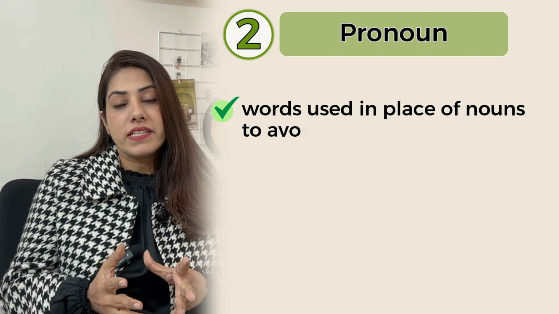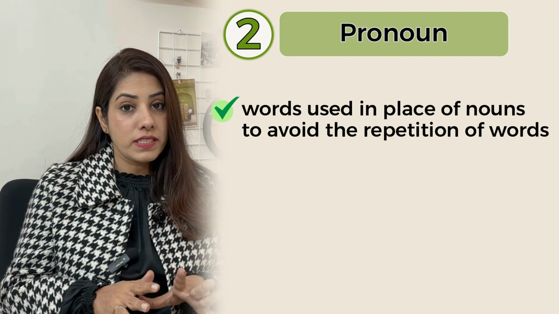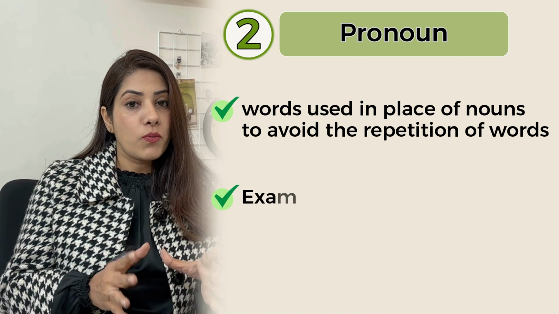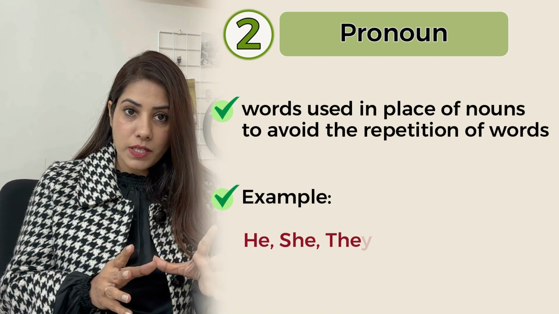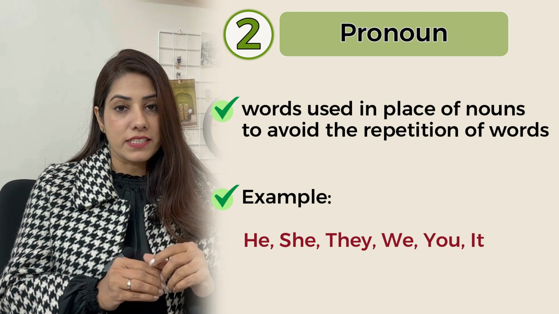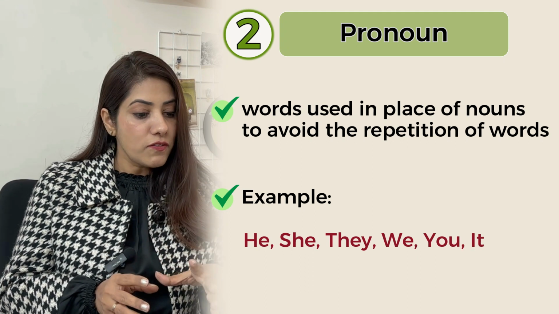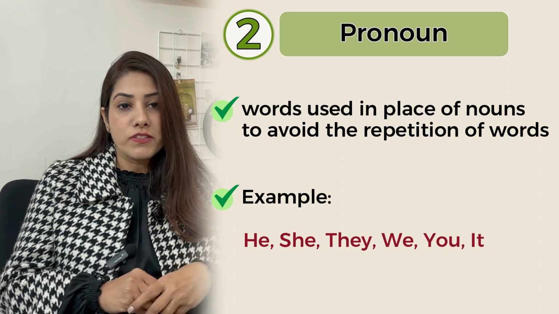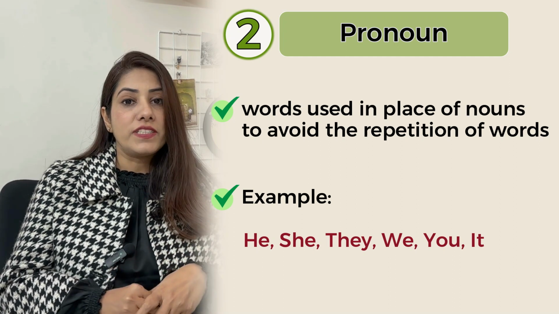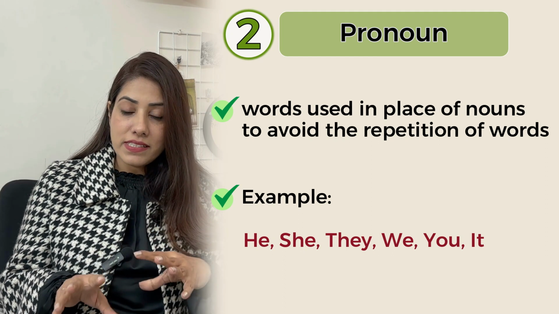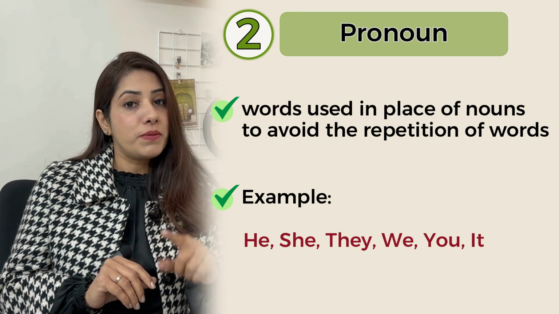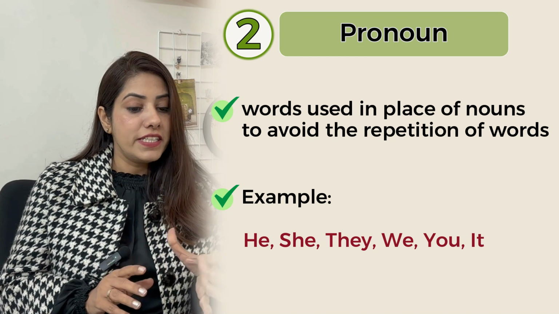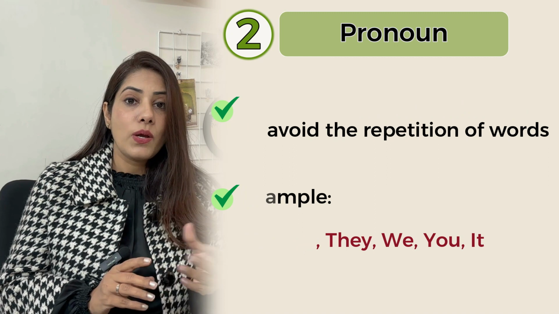Pronouns are the words that are used in place of nouns to avoid the repetition of words. In order to avoid the repeated use of the same noun, we use a pronoun instead of it. Example, instead of repeatedly saying, I went to Delhi. Delhi is a beautiful city. Delhi is the capital of India. Instead of repeating Delhi again and again, I could replace the word Delhi with the pronoun it. Similarly, he, she, they, we.